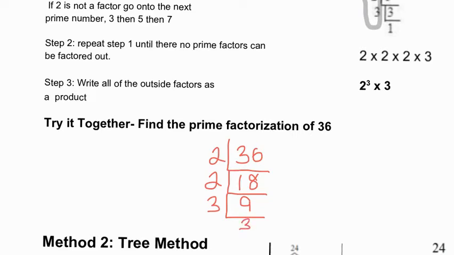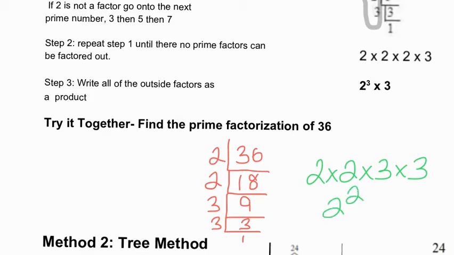Is 3 a factor of 3? Yes again. So I pull out another 3. And then I get 1 at the bottom. Now I know that I'm done. So the factors I have are 3, 3, 2, 2. So I'm going to write that as a product. So it's going to be 2 times 2 times 3 times 3. And I could also express that I have 2 2's, so 2 squared times 3 squared.